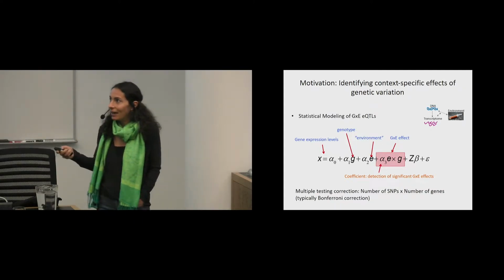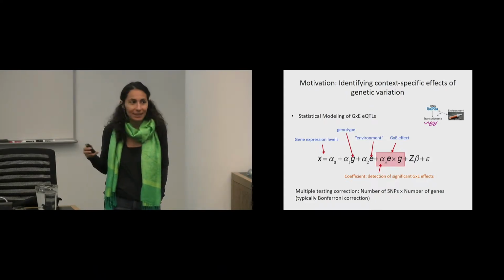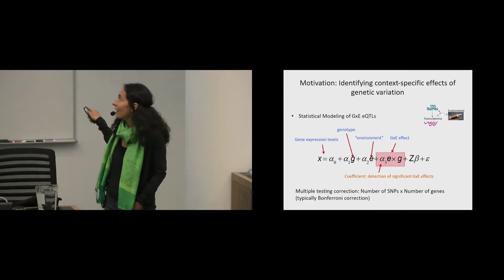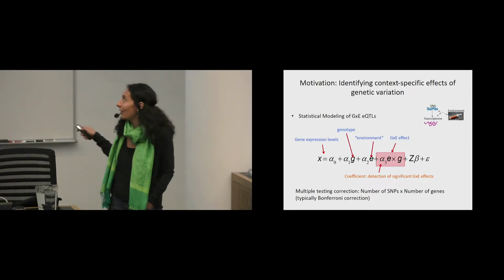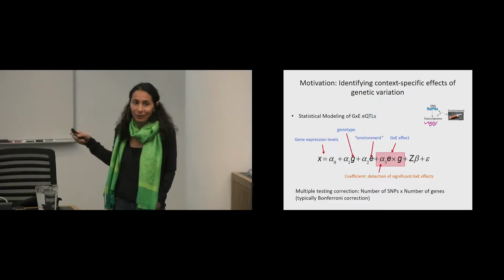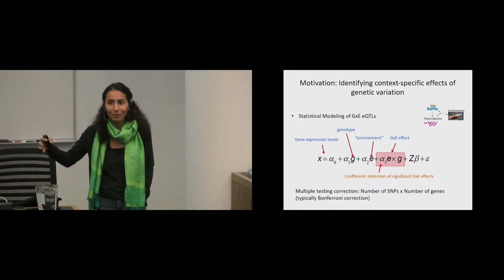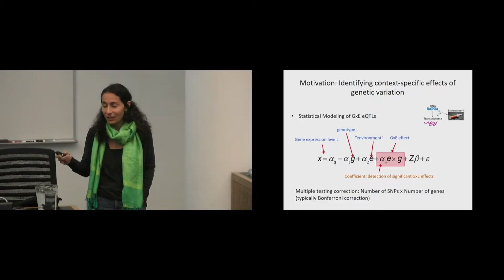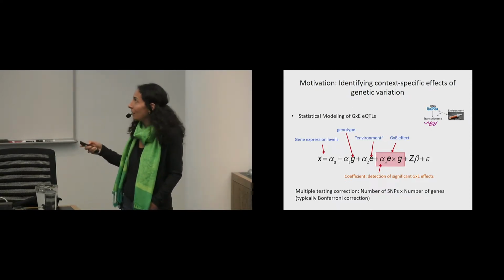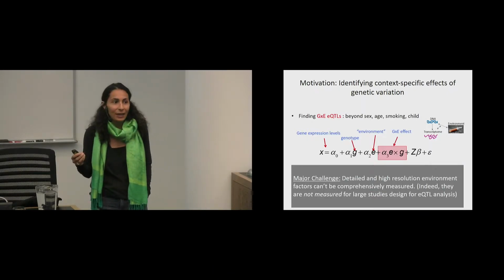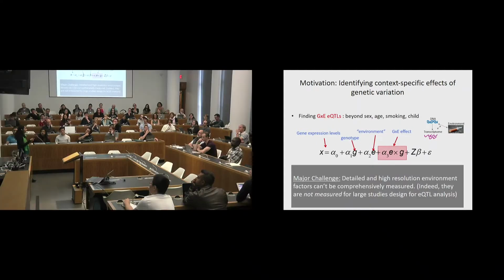But statistically speaking, this is not very challenging. You can obviously do this. You would have to pay a huge multiple testing burden depending on the number of environments that you're using. Now you have to multiply that by all the other pairs of associations that you were testing. But that's still not the big problem. The big problem is that we actually don't have the ability to define high-resolution, detailed enough environments per individual to do this in a very detailed manner.